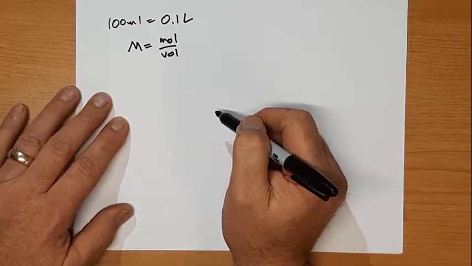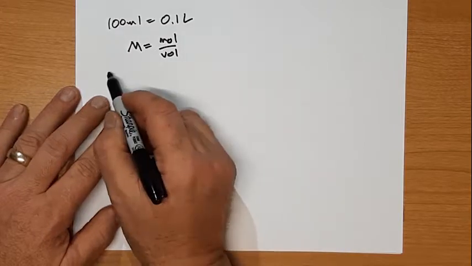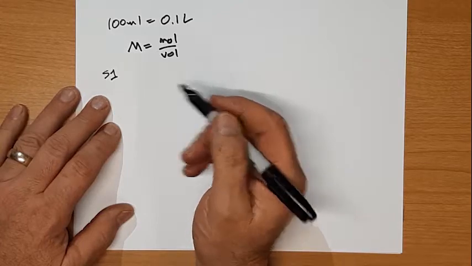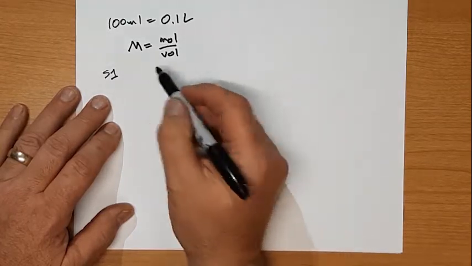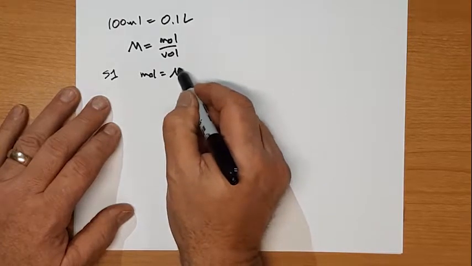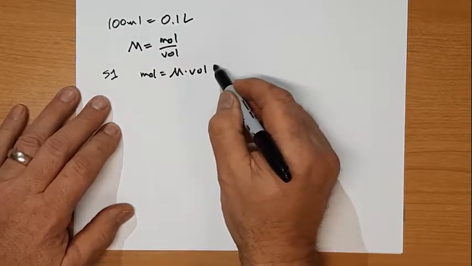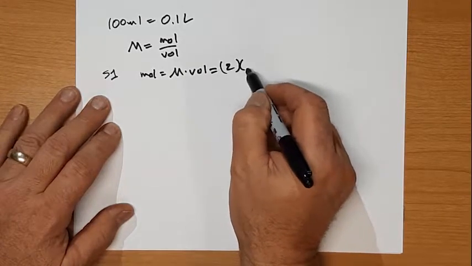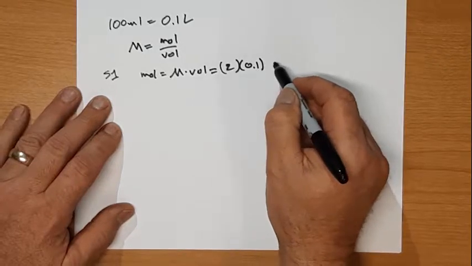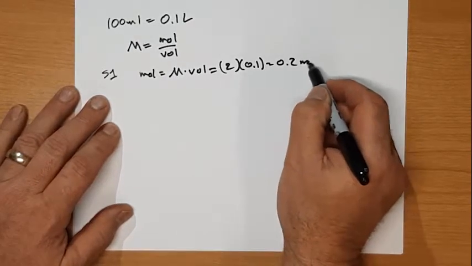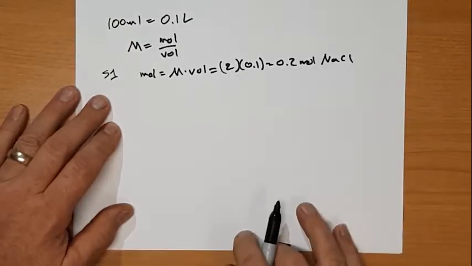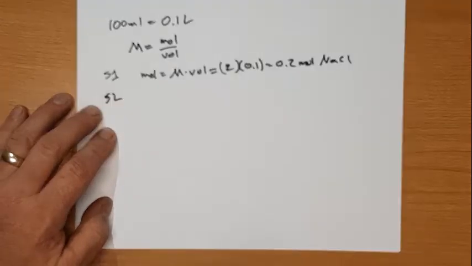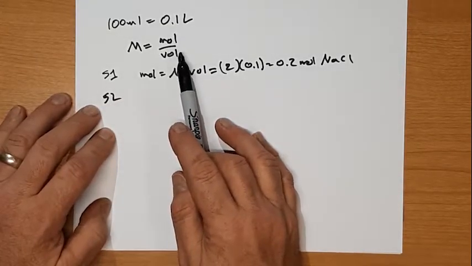Okay. Now, the first step is we have to figure out how many moles. In order to make this solution, we have to figure out how many moles of sodium chloride we need. So moles is equal to molarity times volume. The molarity is 2 molar. The volume is 0.1. So we need 0.2 moles of sodium chloride. Okay, piece of cake.